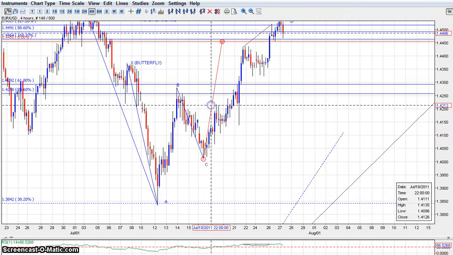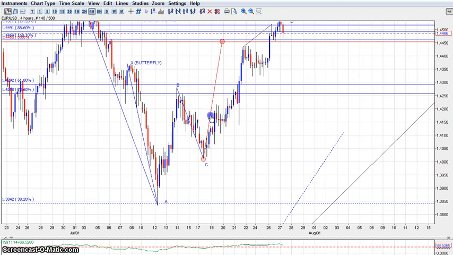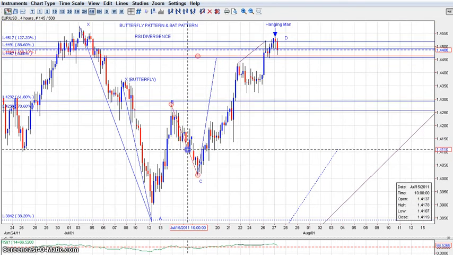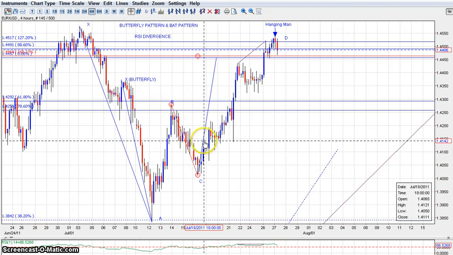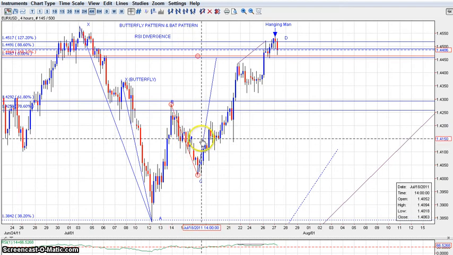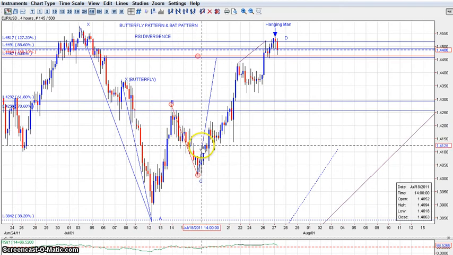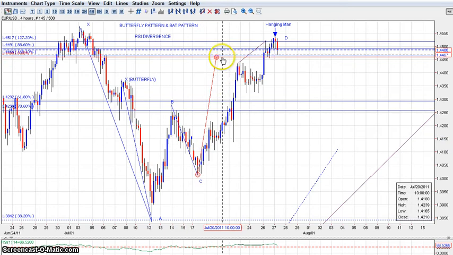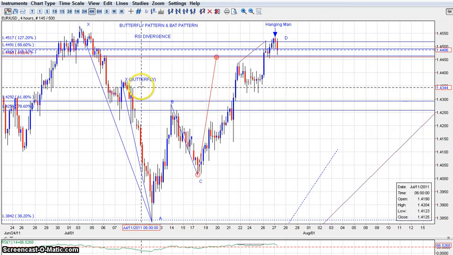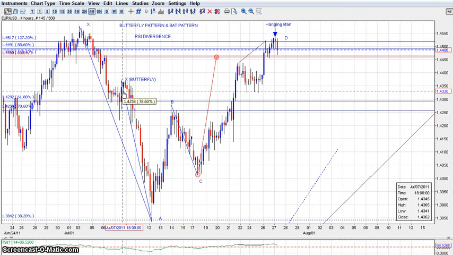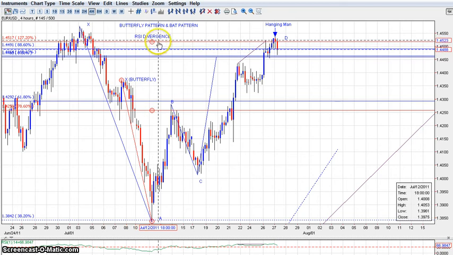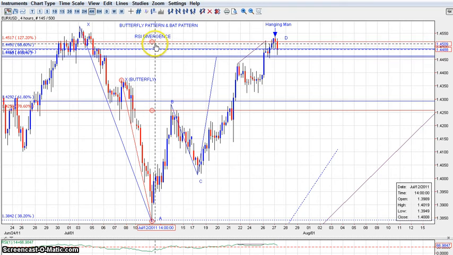Now, obviously, because these two patterns share the same points A, B, C, the extension of the BC leg and the extension of the AB leg from the C point here will literally be the same for both patterns. So we've got these two price levels here. Now, the third price level for the butterfly pattern will be literally 127% extension of the XA leg, which is at the upper bound of the resistance zone. That's 1.4517.